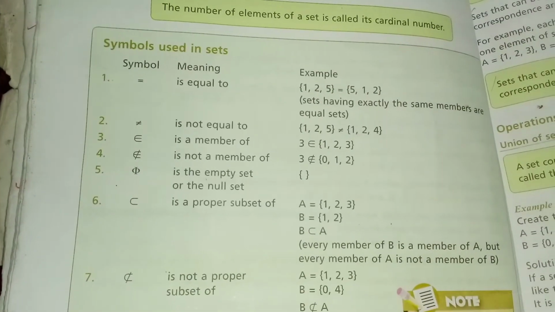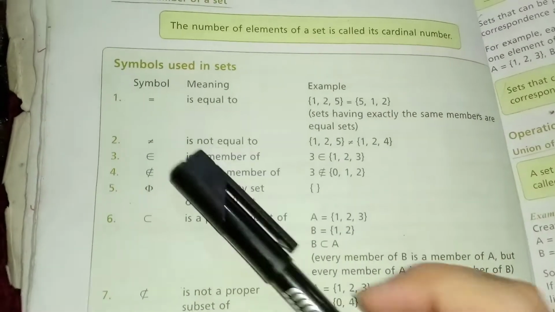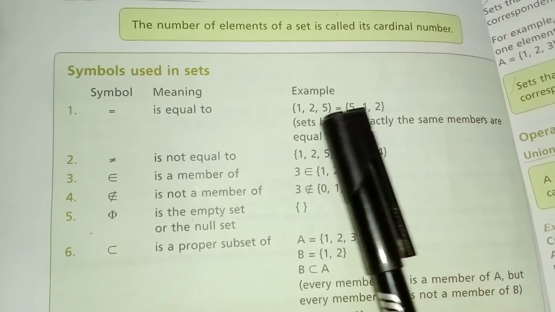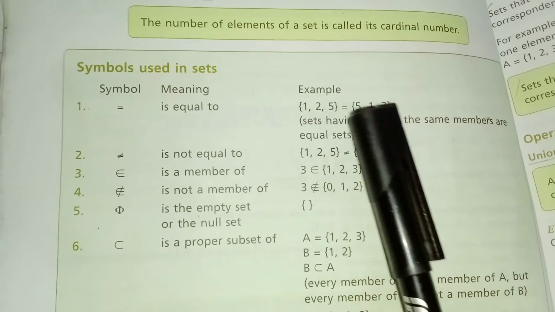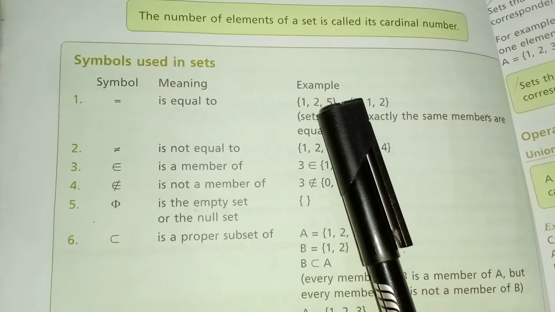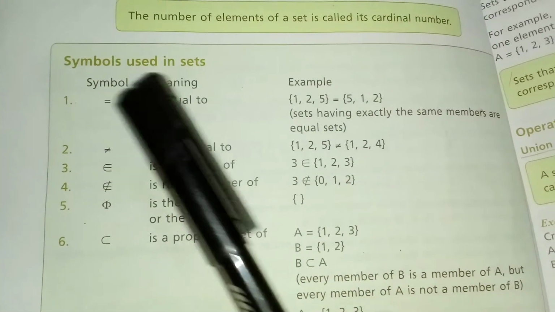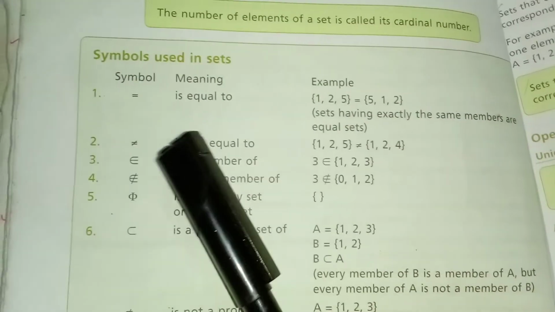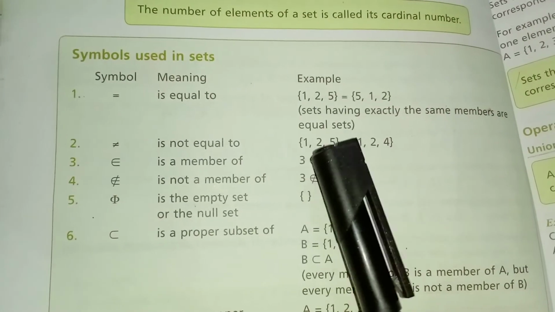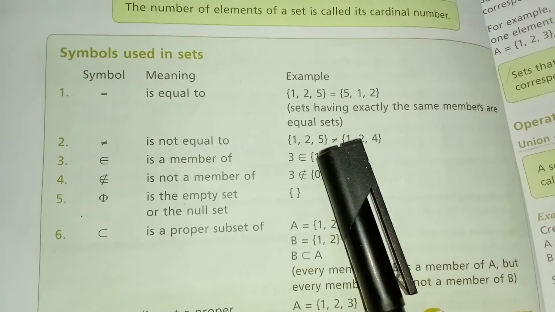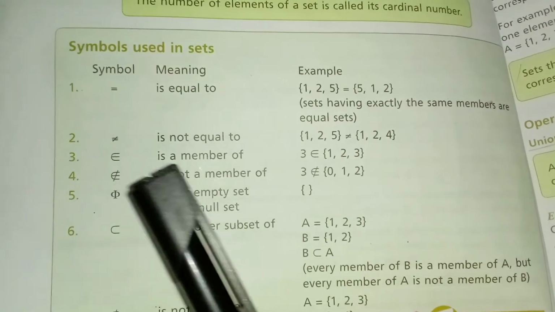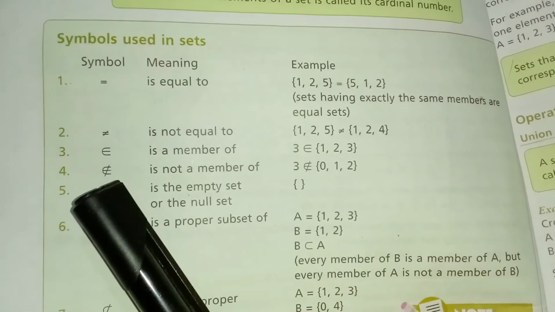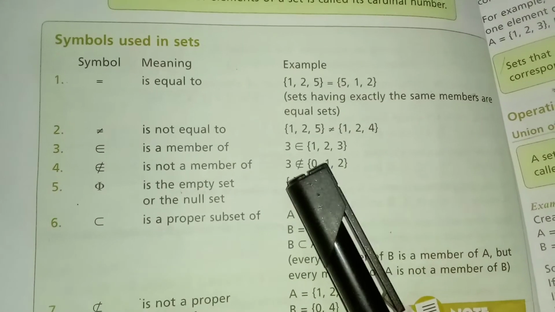So now we have to learn about some symbols used in sets. First of all, this symbol means is equal to. When two sets are exactly the same, their number of elements and the members are also the same, then we show it with this sign. Sets having exactly the same members are called equal sets. Is not equal means, for example, 1 2 5 and 1 2 4 are not equal sets. This is the sign of is a member of. For example, 3 is a member of this set. Is not a member of means 3 is not a member of 0 1 and 2.